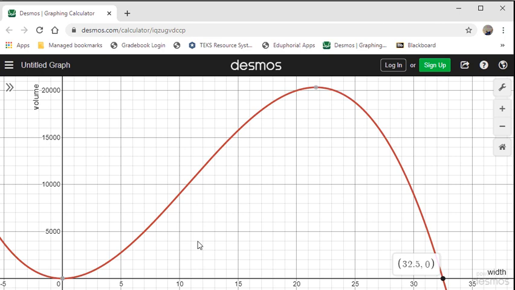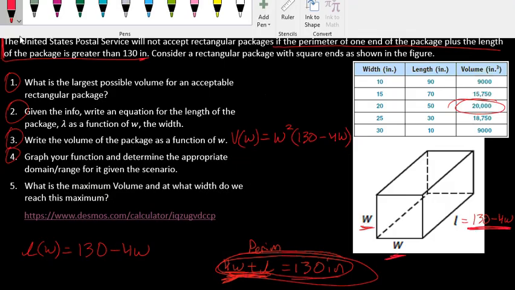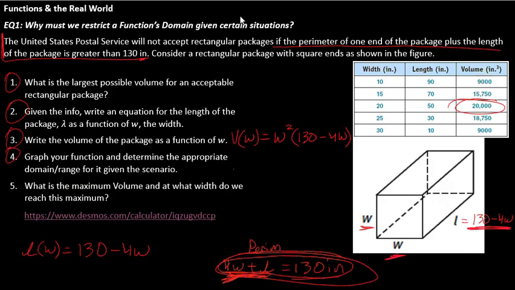And I'll go ahead and print that out right there. So our x-intercept, obviously, Desmos is awesome. Our x-intercept over here on the right is 32.5. So our domain must be 0 to 32.5. So I'm going to go, and we're going to be inclusive, right? So our domain is given by 0 to 32.5, okay? And if we're using inequality notation, we would say 0 less than or equal to our width less than or equal to 32.5. Well, what about our range?